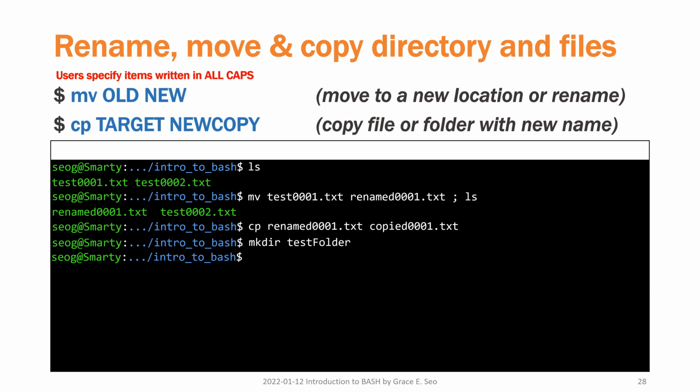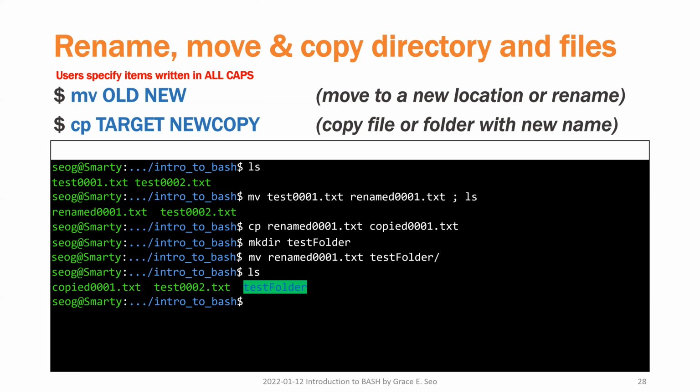Now we're going to move the renamed1 file into the test folder. So we're going to move this file into the new folder that we've created. Using the ls function, we can show the list of files inside our current directory. As you notice, the renamed1 file is now not present here. If you use a relative path, you can list the contents inside this test folder to see if we actually have the renamed1 file in there.